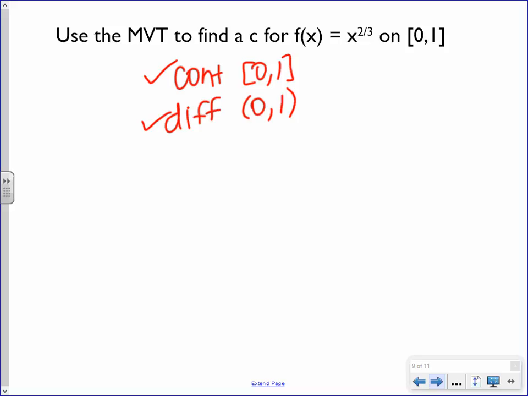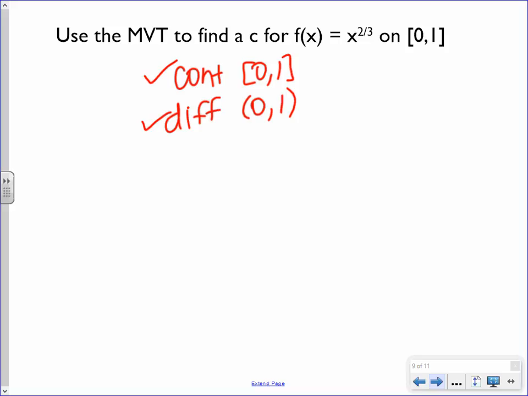What was your question? Just going back to the previous one where it was x to the 2/3 minus 1. Since that was from -8 to 8, why wouldn't that work? Because it's not differentiable at 0, and 0 is in between -8 and 8. Okay. Since 0 is not on our open interval, we can do it. Okay? Good question.